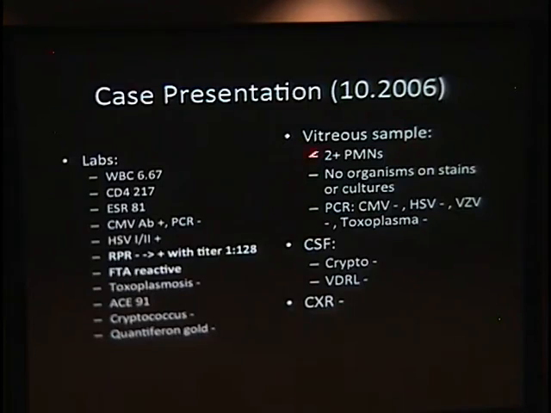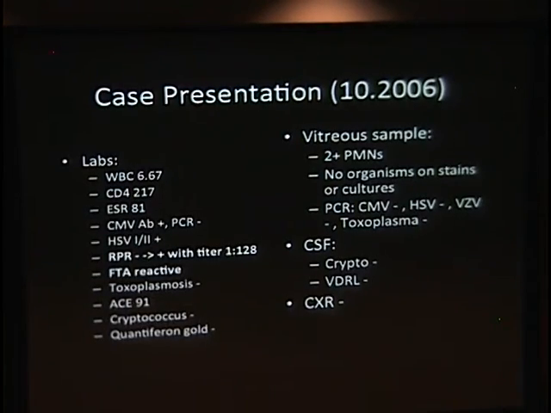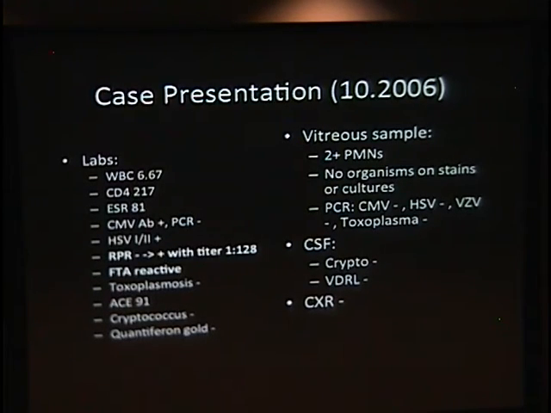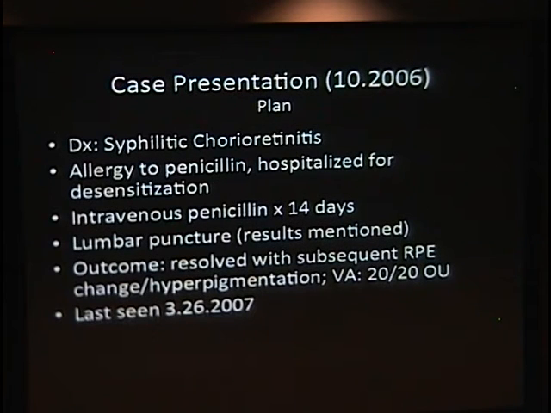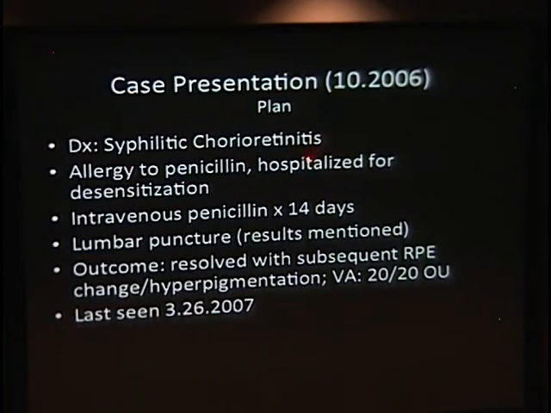He had PCR in his vitreous done at the same time, and CMV, the herpes viruses, and toxo were all negative. And anybody that you diagnose with syphilis, the next step is to get cerebral spinal fluid to see if they have involvement in their central nervous system as well. And his was negative. So his diagnosis was syphilitic chorioretinitis. He was allergic to penicillin, which is the main treatment for this. The good thing about syphilis is it's very treatable.